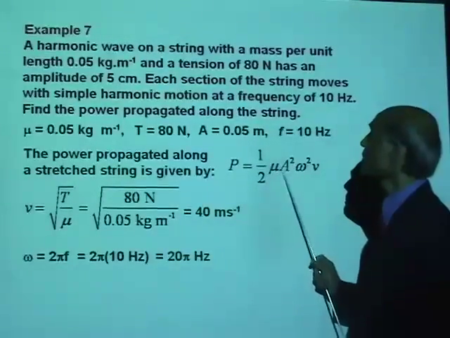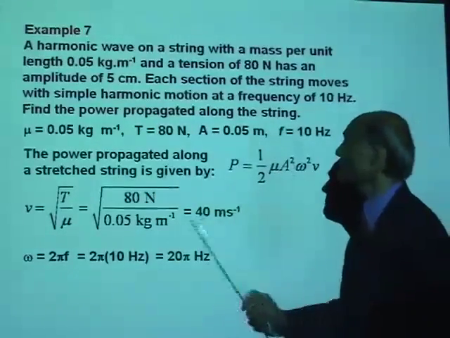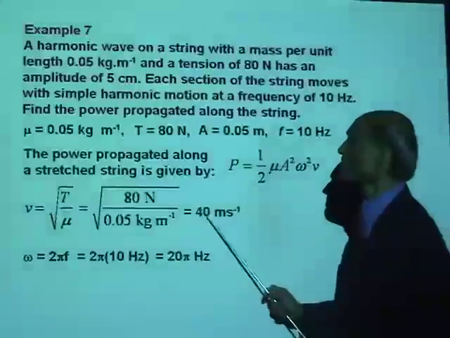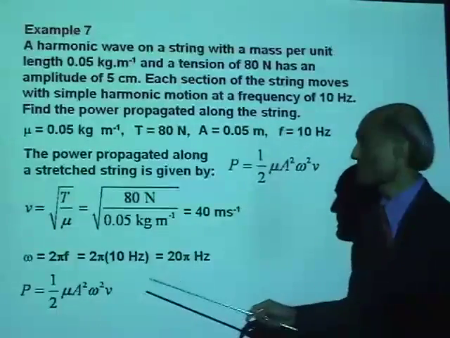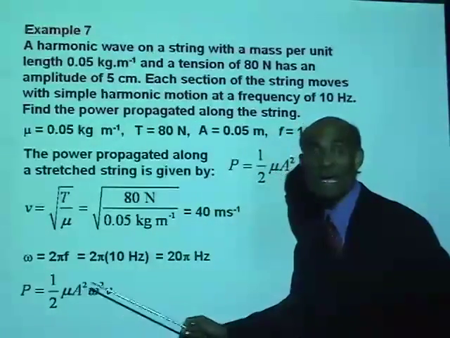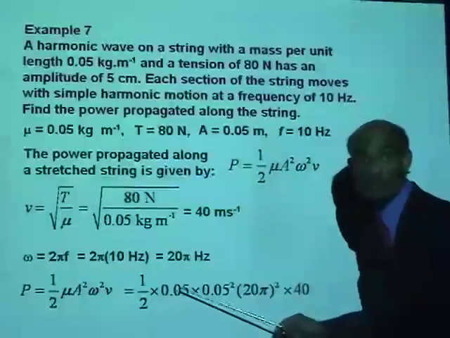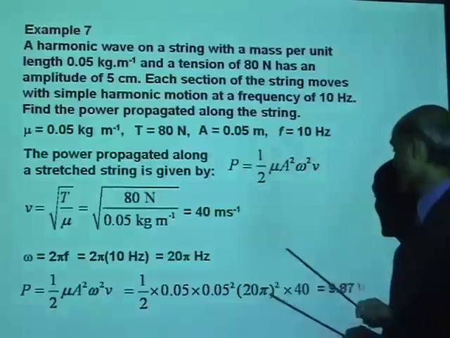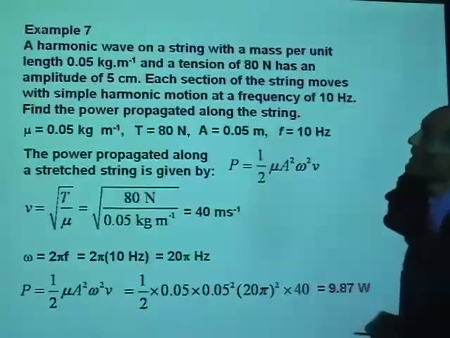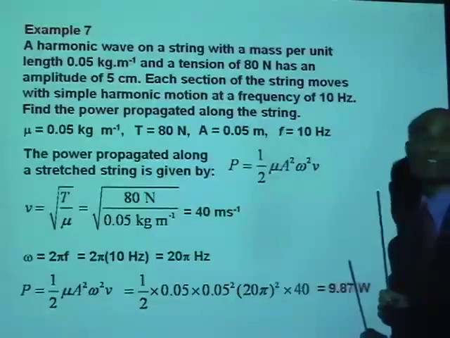We know mu, we know A, we have now obtained the value of omega, we know the value of V. Put it all together, and that will be P equal to 1/2 mu A squared omega squared V, replaced with their values, and I got it as 9.87 watt, the power transmitted along the length of that string.